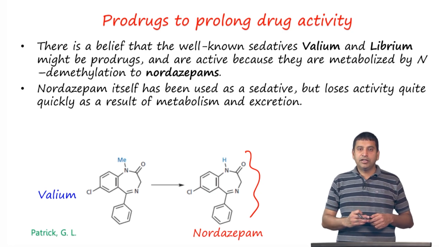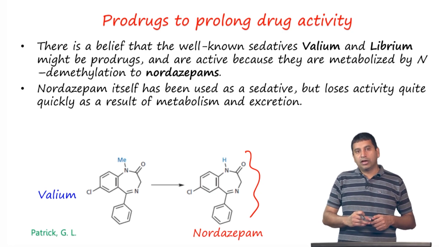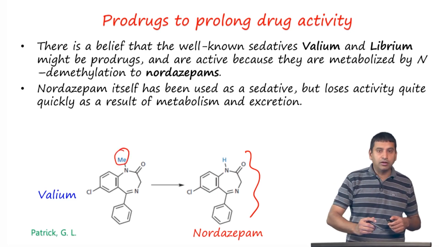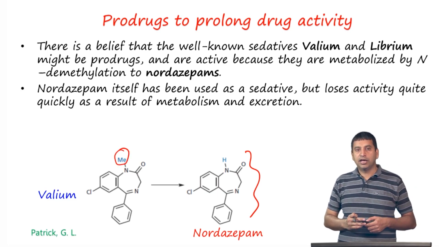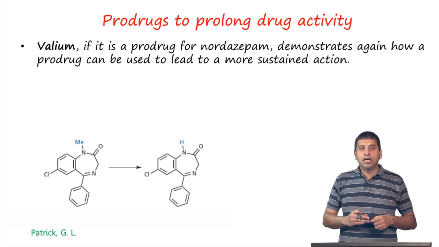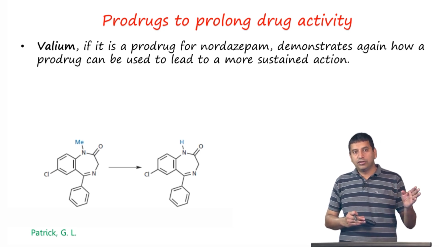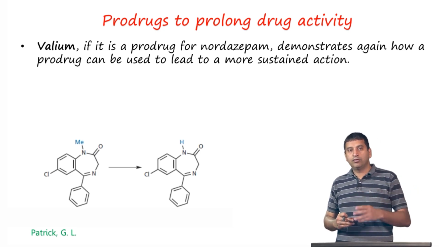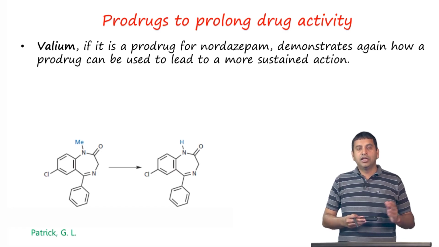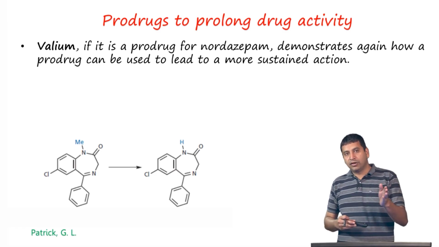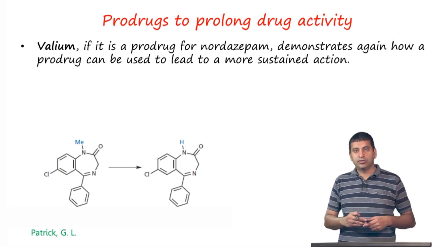So, by masking this molecule as Valium, the N-methyl can get cleaved and produce the active compound. Because it depends on the rate of N-methyl demethylation, the activity of this drug can be prolonged, leading to sustained action.